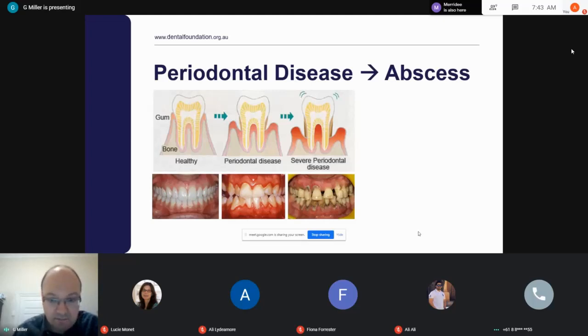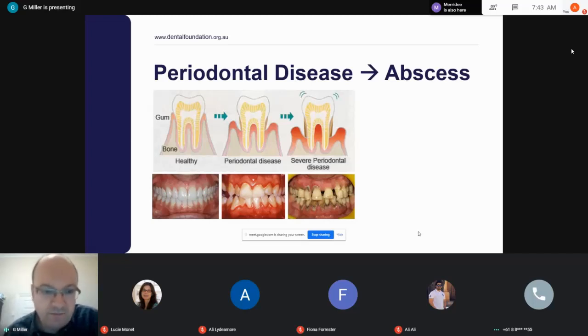As you can see from this sequence of slides, infections that travel apically towards the tip of the tooth, whether the source is inside or outside of the tooth, will eventually involve the periapical or periradicular area, making this basic differentiation less helpful in cases of advanced periodontal disease, which you can see on the lower right.